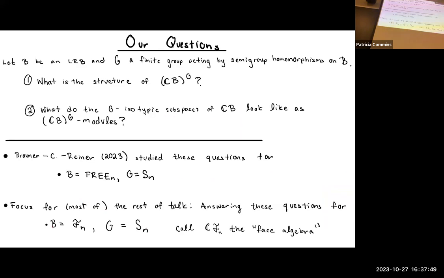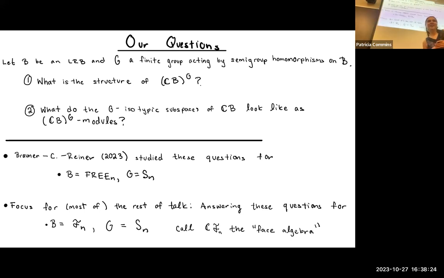Okay, so those are the questions that I'm interested in, but in maybe the less traditional case where your algebra is not a polynomial algebra. You're working with an LRB algebra, and you have some group acting by semigroup homomorphisms on your LRB. So I'm curious what the structure of the invariant algebra looks like, and then what these isotypic subspaces look like as modules over the invariant algebra.